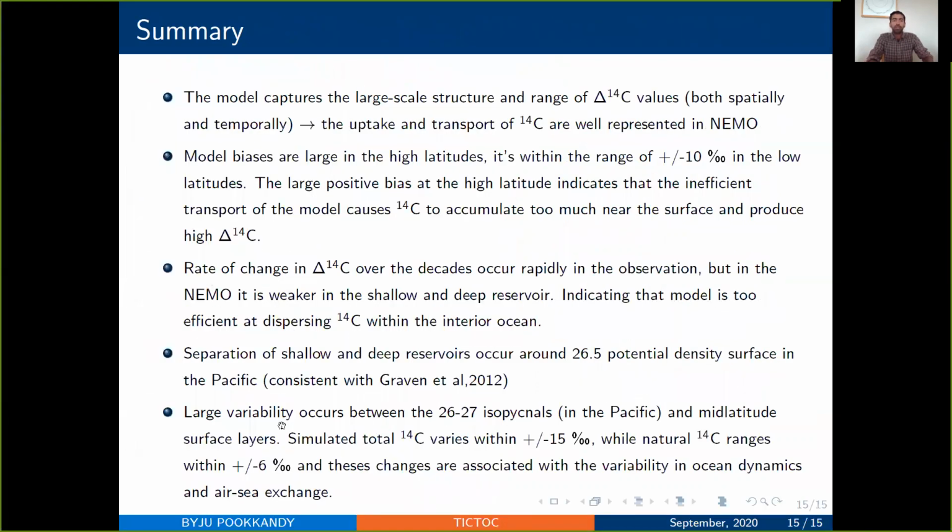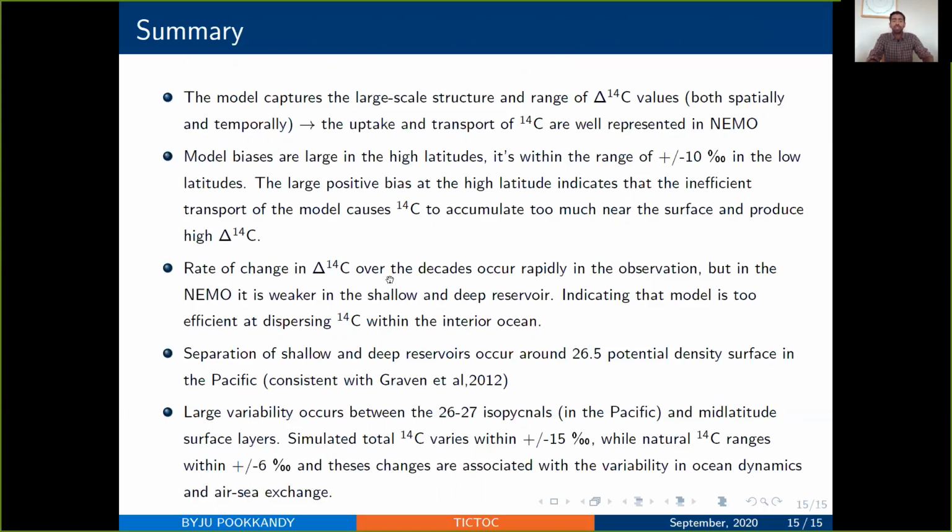Now the summary: the model captures the large-scale structure and large range of delta C14 values, both spatially and temporally, suggesting that the uptake and the transport of C14 are well represented in NEMO. Model biases are large in the high latitudes, indicating that the model is inefficient in transport, and that causes C14 to accumulate too much near the surface and produce high delta C14.